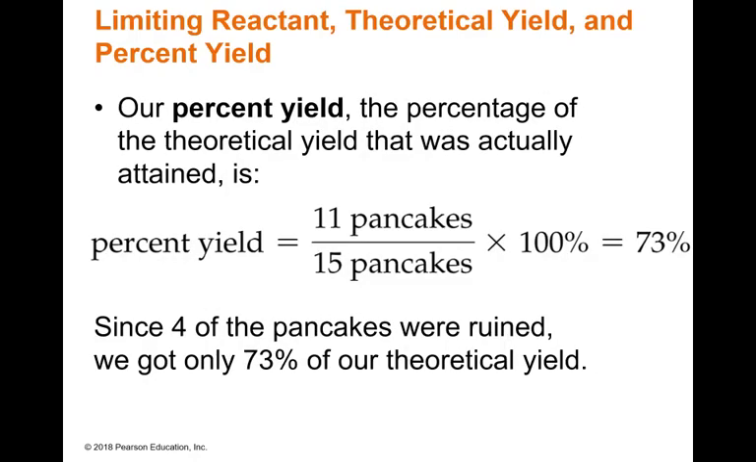This brings us to percent yield. It's a way to measure how efficient your reaction is. The formula is percent yield equals actual yield divided by theoretical yield times 100%. In our pancake example, we got 11 pancakes instead of the 15 we expected. 11 divided by 15 times 100% equals 73% yield. In the lab, this percentage helps chemists evaluate the success of a reaction and figure out if improvements are needed.